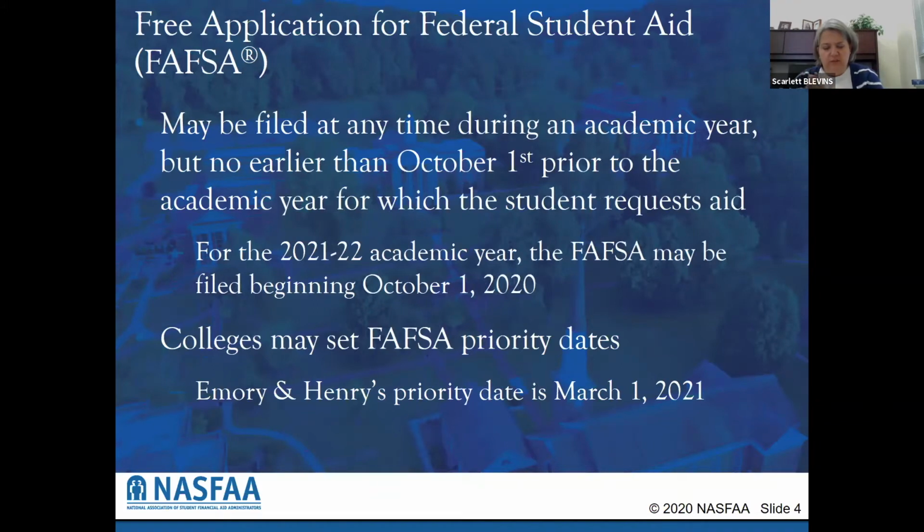The FAFSA may be filled out at any time during an academic year, no earlier than October 1st prior to the academic year for which the student requests aid. For the 21-22 academic year, you can begin filing as early as yesterday. Some colleges will set FAFSA priority dates, and that may or may not impact the amount of financial aid that a student receives. Again, that's different with different schools. So if you're looking at several different ones, you might want to make sure that you know what their priority deadlines are to get that filed.